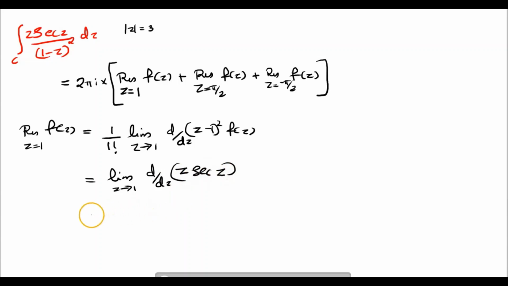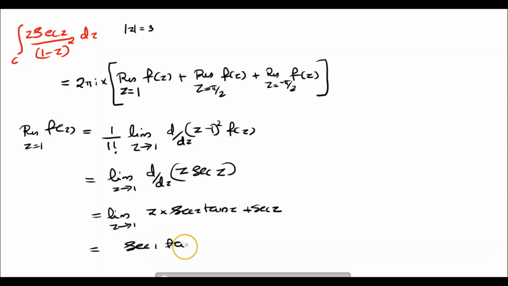Now let's take the derivative and take the limit. This is of the form u into v. So first function z into the derivative of sec z, which is sec z tan z, plus second function sec z into the derivative of z, which is 1. Now putting the limit, we get sec 1 tan 1 plus sec 1. This is the residue at z equal to 1 of f of z.